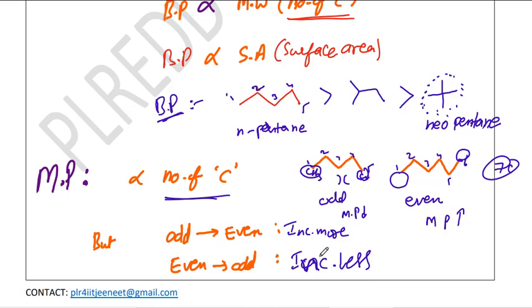Then you can refer to the textbook. In the textbook, one table is there, you can refer to that. These melting points are mentioned in the textbook, one table is given, you can refer to that table.